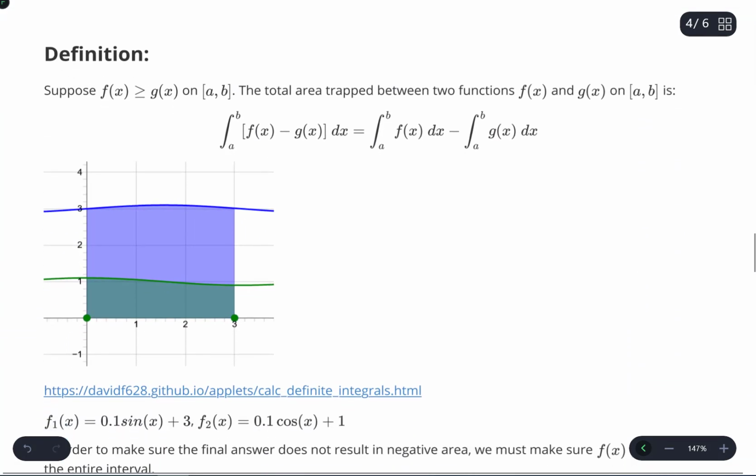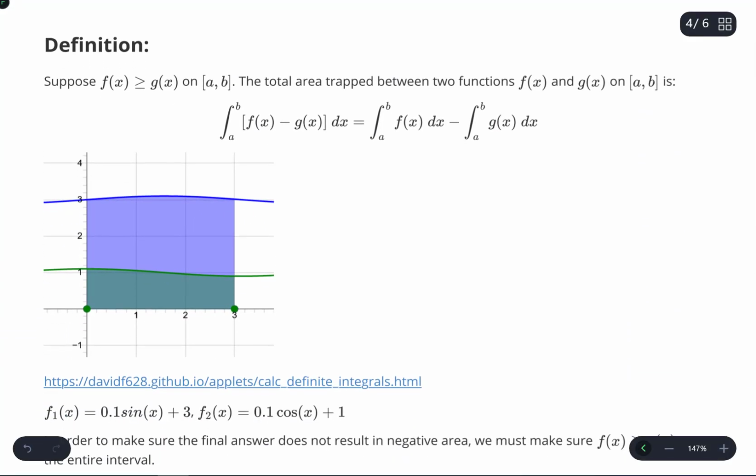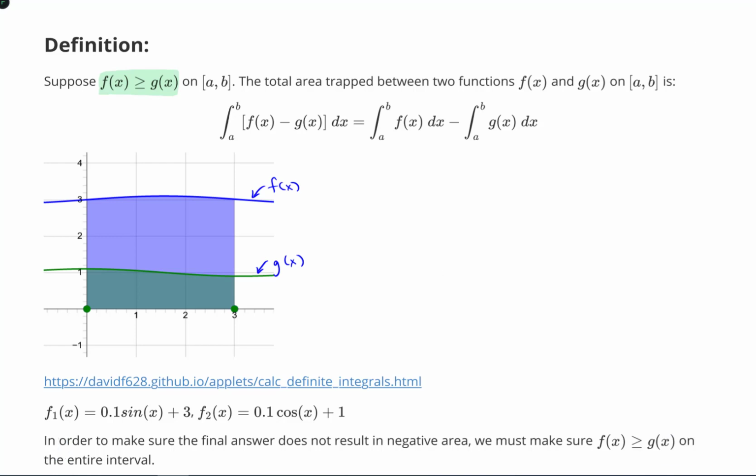So another way to think about this is a little more formal definition here. Suppose f of x is greater than or equal to g of x on an interval from a to b. All right, so this is really important. As I just mentioned, you have to have one function entirely above the other function on your interval that you're interested in. So for instance, this would be my f of x, and this would be my g of x, because f of x is higher than g of x on the entire interval from, this would be a, and this would be b. Okay?